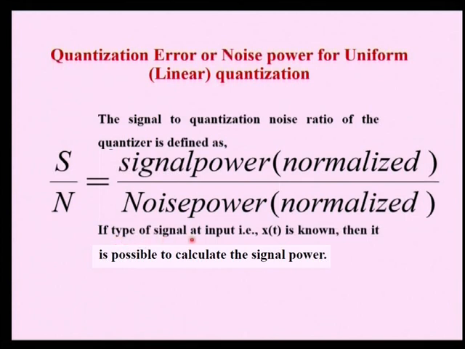If the type of the signal at the input, that is x of t, is known, and if we know the noise power, then we can calculate the signal power and noise power. From there we can find the ratio to calculate the SNR. In general, since here we are going to compute the error for quantization noise, we specifically call it SQNR.